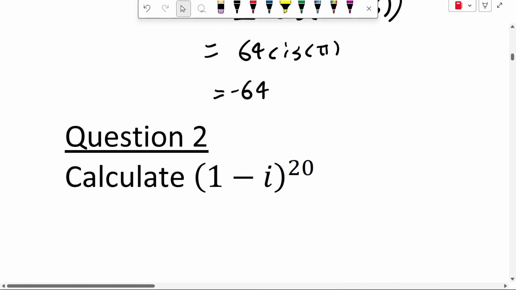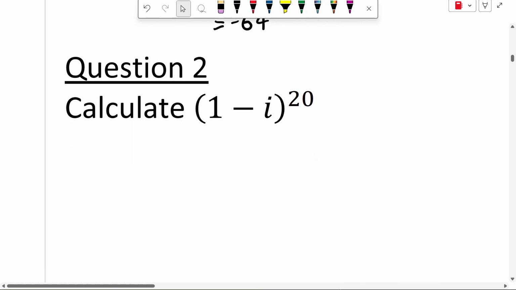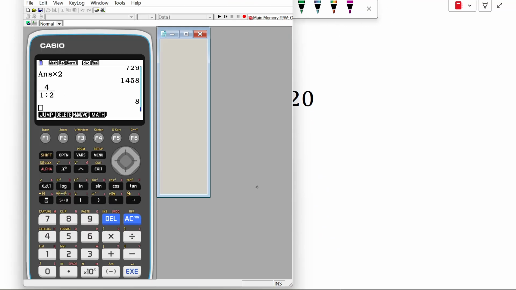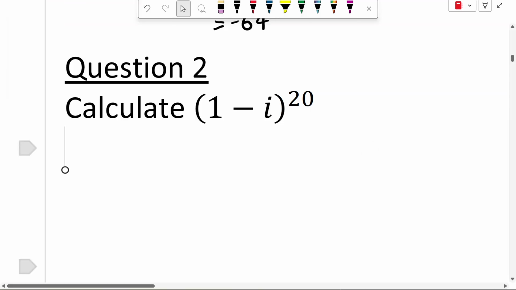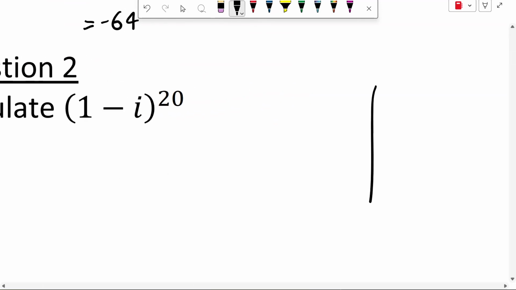All right, if you want to calculate a very big power like this, 1 take i to the power of 20. Now, don't get me wrong, you absolutely can do this on your calculator and it will give you the right answer, but quite often you want to know why it's true or how to do it by hand, especially in proofs and stuff like that. So the first thing we need to do is convert 1 take i to polar form.